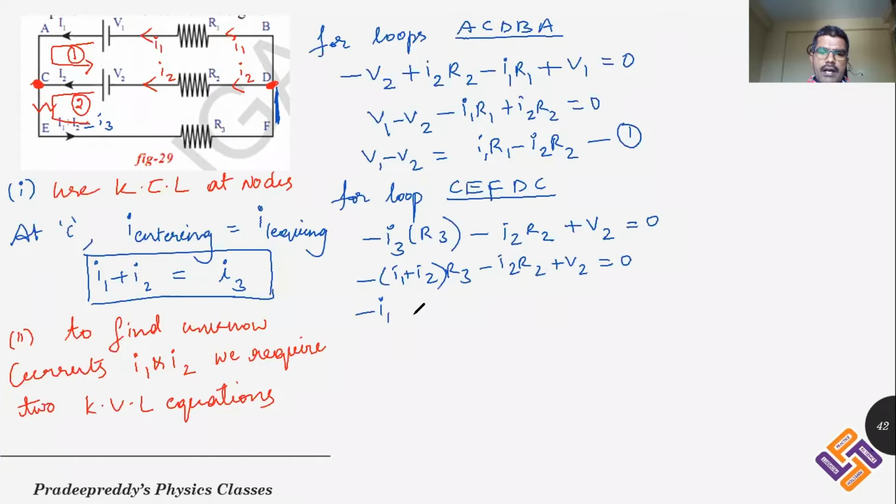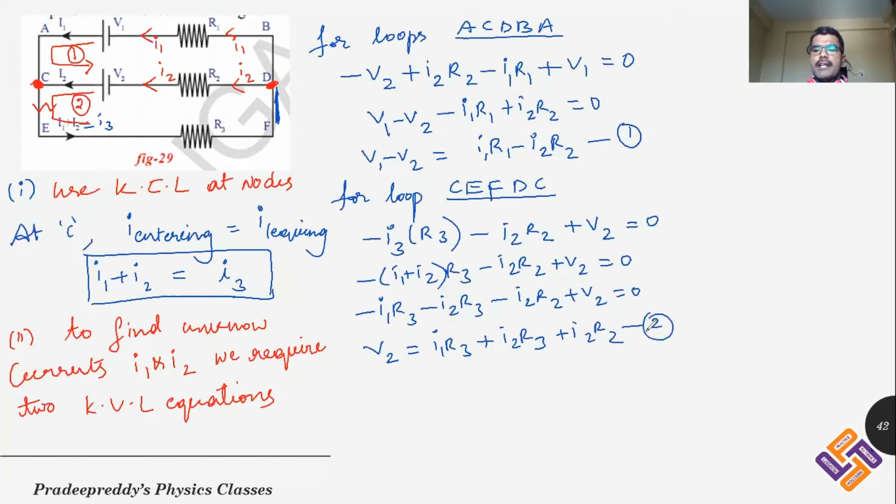Minus I1 R3 minus I2 R3 minus I2 R2 plus V2 is equal to 0. Now this gives you V2 is equal to I1 R3 plus I2 R3 plus I2 R2. Take this as equation number 2. We have got the second equation, which is the value for V2.